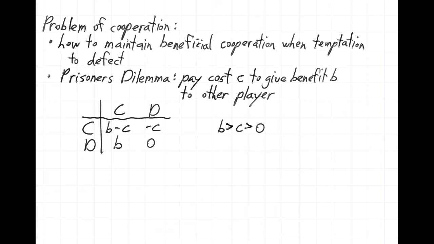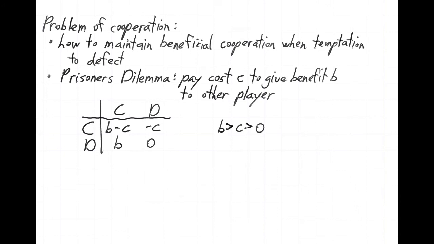Okay, and as you can see, D dominates in this game. So rationally, it's always better to defect. So players will choose defection, rational players will, even though they would both prefer to mutually cooperate. And that gets at the essence of the problem of cooperation. They can't maintain that cooperation because of that temptation to shift to defection.